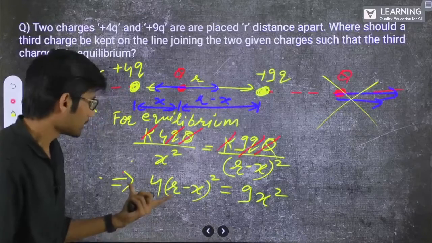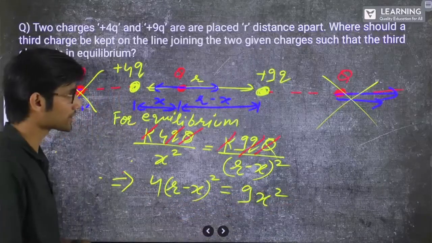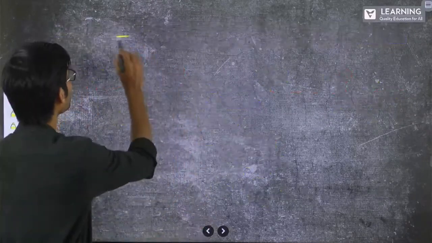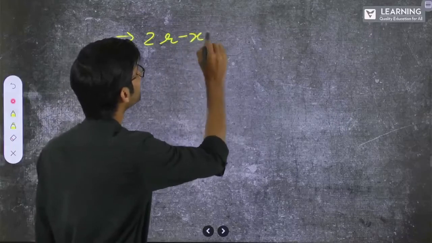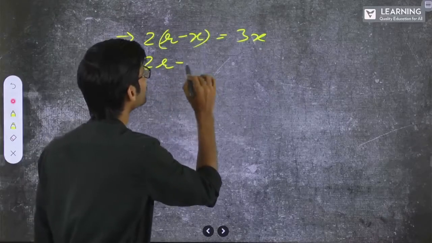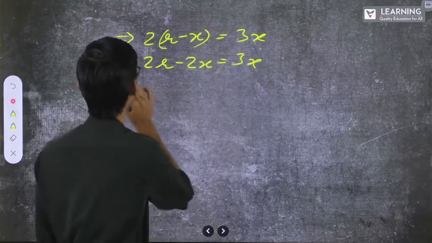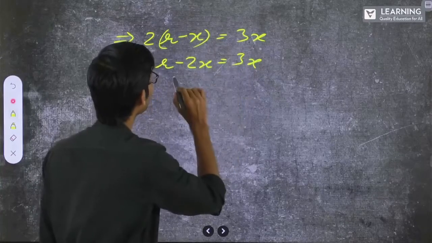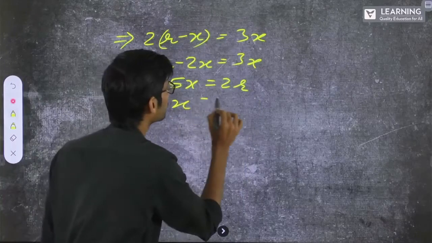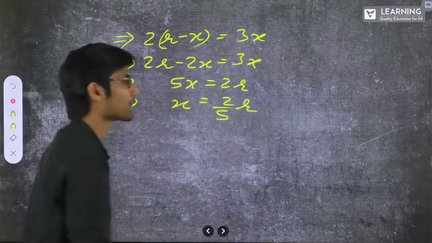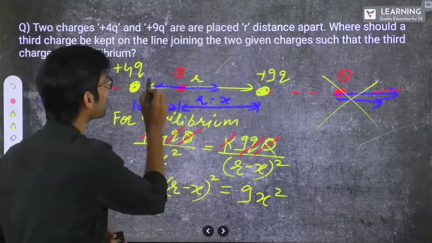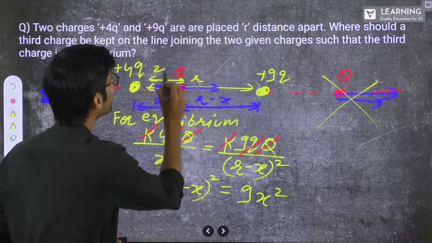Now if I take the square root on both sides, what will I get? 2r minus x is equal to 3x. Solve this. 2r minus 2x is equal to 3x. This will go to that side. 5x is equal to 2r and x is equal to 2 by 5 r. We got our answer. That means this charge should be kept at a distance of 2 by 5 r.